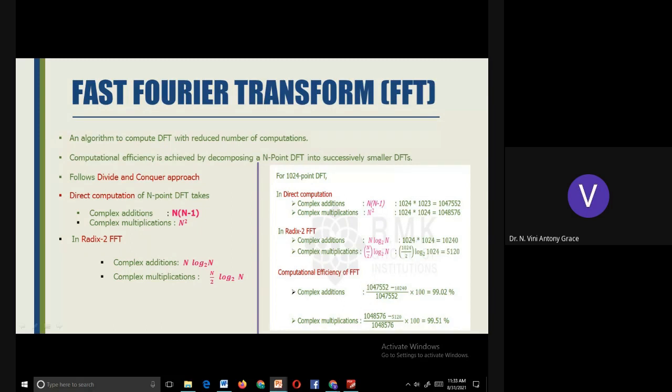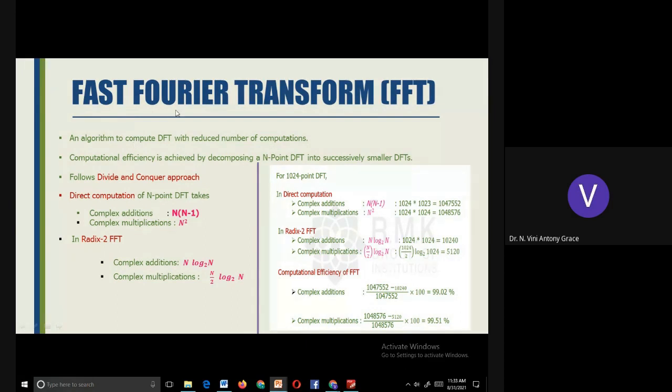It is given here clearly: it is an algorithm, not a separate transform. Have it in mind. It is an algorithm to compute DFT with a reduced number of computations. Computations are nothing but complex additions and multiplications.